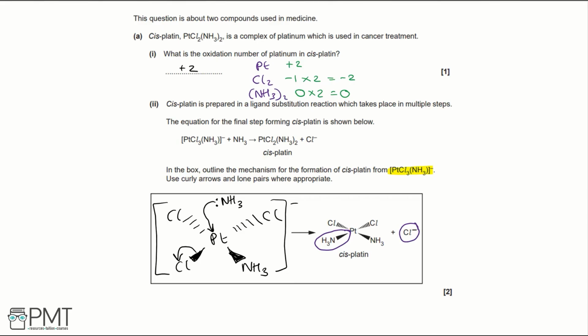To get the 2 marks for this question, you get a mark for your curly arrow from the lone pair on the NH3 or ammonia to the platinum, and your second mark for the curly arrow from any platinum-chlorine bond in the complex. I've chosen to do the bottom left because that is where our next ammonia or NH3 is going to be added to the complex, so therefore it's easier to check when looking back at your answers.